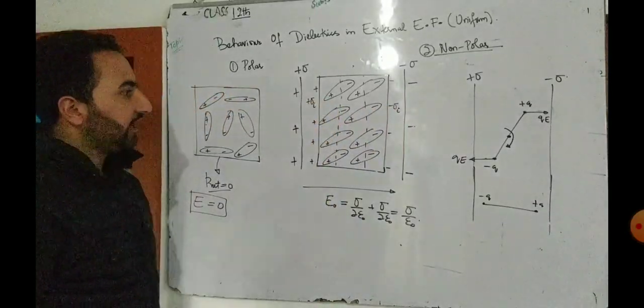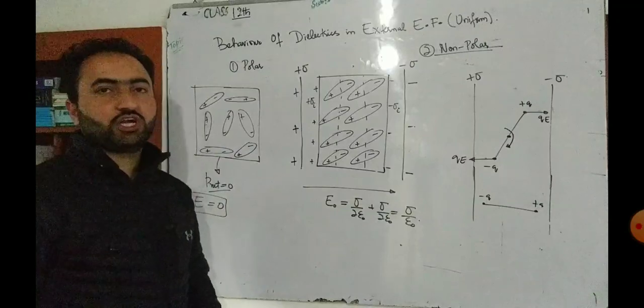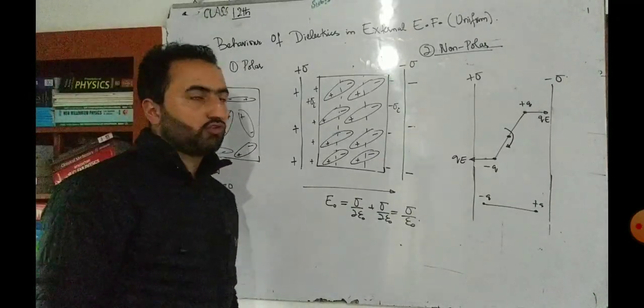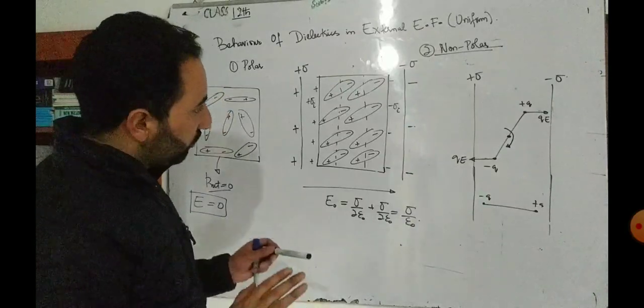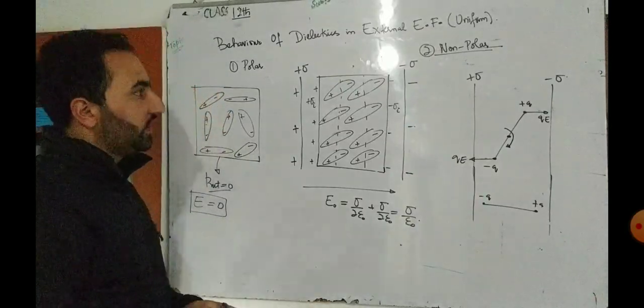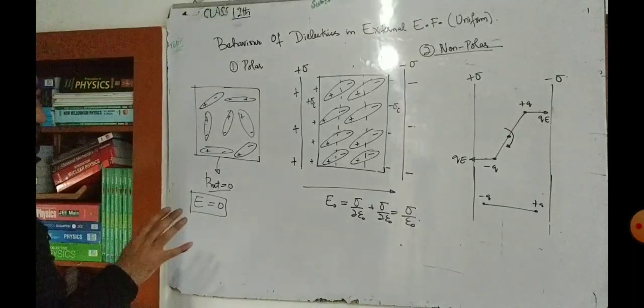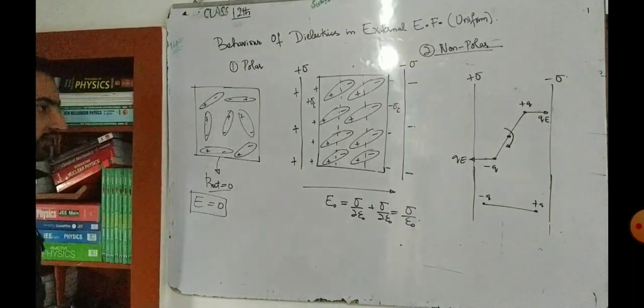ठीक है ना बेटा? And this phenomenon of development of charge on the opposite faces of a dielectric is called polarization. ठीक है ना बेटा? So this is actually what happens when we place a polar dielectric in a region of uniform electric field. Okay, you just freeze the screen and write it down. यहाँ तक लिखो बेटा.